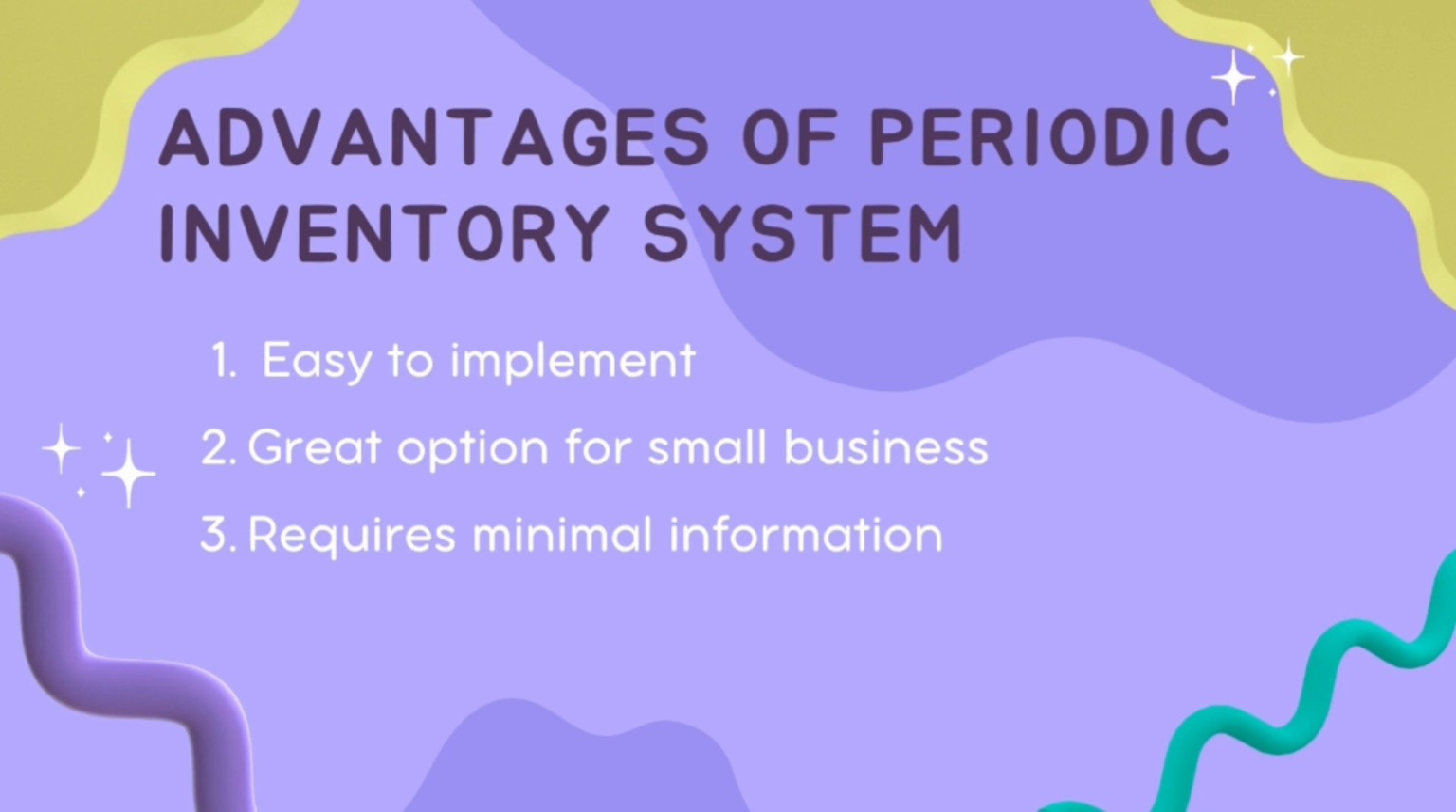Then last, requires minimal information. Yung periodic inventory system ay hindi kailangan i-monitor yung each transaction. Not unlike sa perpetual inventory system na need ng comprehensive information sa bawat sale and purchase. Yung periodic inventory system, very simple in the world of e-commerce bookkeeping and kayang makompute yung cost of goods sold using a few data points.